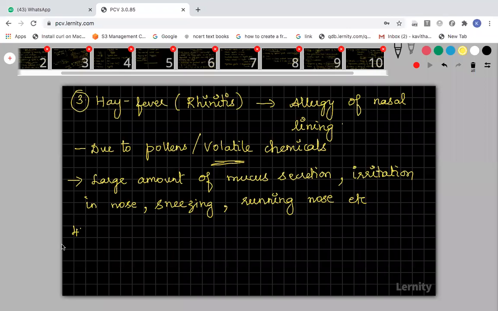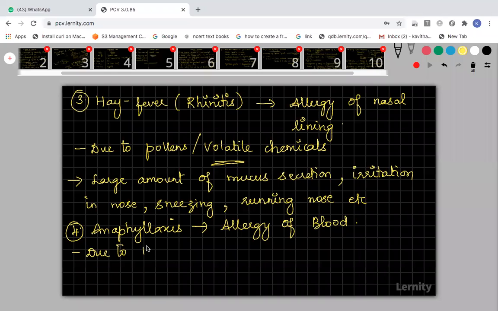And the last type of allergy is anaphylaxis. This is the last type of allergy condition. This is allergy that occurs in your blood. Allergy of blood. This is very, very severe. Allergy in blood will be mostly due to injection. Sometimes some persons will be allergic to penicillin injection. If penicillin is injected to them, immediately they will get allergy. Or some other antibiotic drugs or any other drugs may be allergic to them.